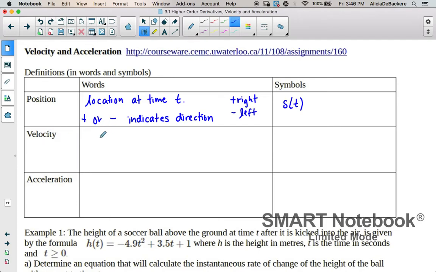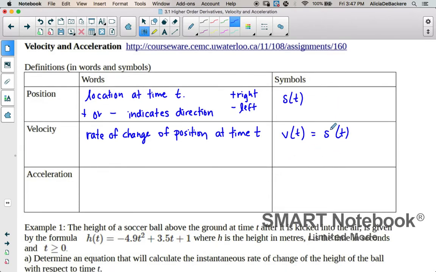Now, when we talk about velocity, velocity is what we think about as speed in real life, but speed does not have a direction. Velocity does. Velocity is the rate of change. It's how quickly is the position changing. So it's the rate of change of position. And again, the velocity changes based on the time. So we always talk about the velocity at time t. In symbols, velocity function is v at t, but that's the same because it's the rate of change of the position. It's the rate of change of s at t, or the derivative of s at t. And this is one of the reasons that we're interested in taking the derivative, because it tells me the velocity.